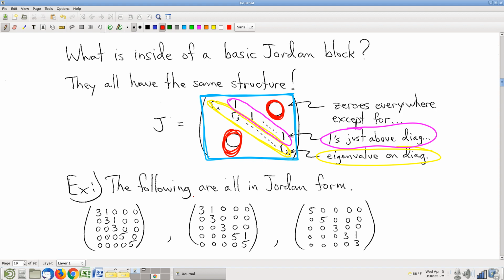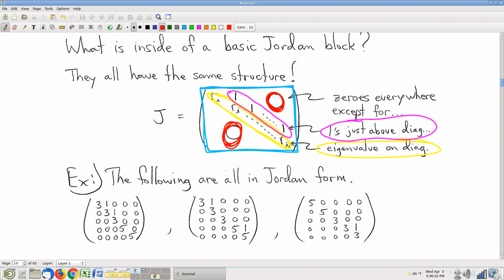Now, there's more to say about the structure of Jordan form. It's going to take us a while to get through all this stuff. Okay, first some examples. Let's get our hands dirty.